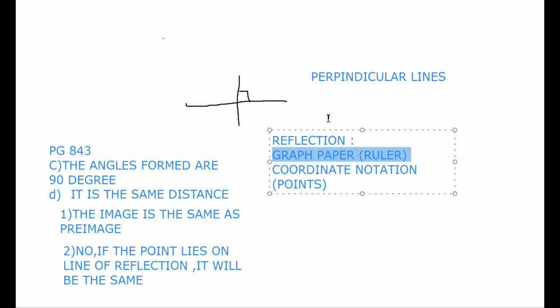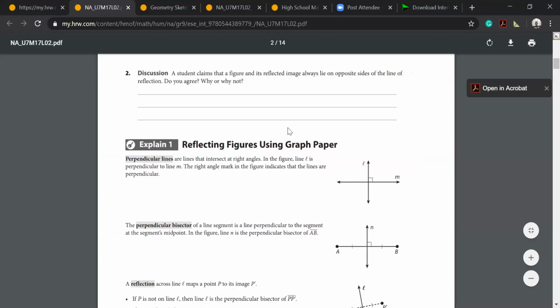Okay, let's do the graphing paper way. First of all, he is explaining for you what is a perpendicular line. We understand a perpendicular line is when I have two lines like this and they form a 90 degree. This is called a perpendicular line.